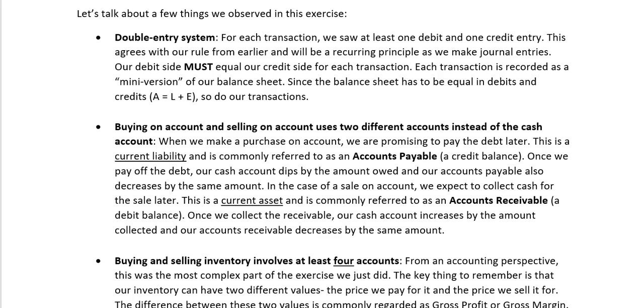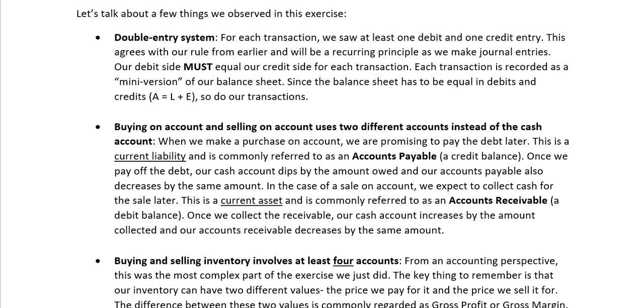In the case of a sale on account, we expect to collect cash later. This is a current asset and is commonly referred to as an account receivable, which is a debit balance. Once we collect the receivable, our cash account increases by the amount collected and our account receivable decreases by the same amount.